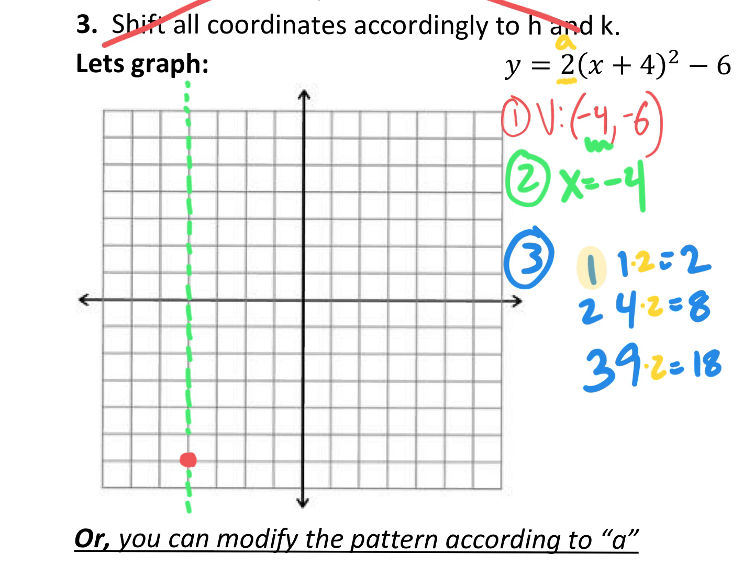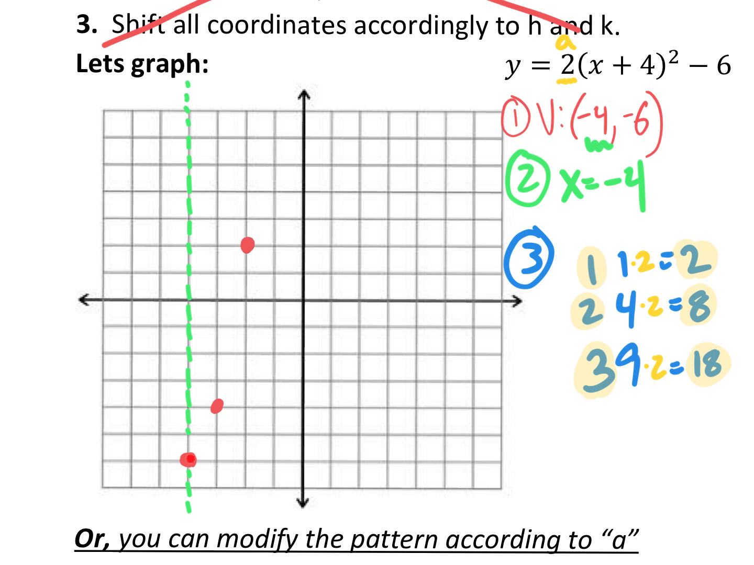We have 1 to the side, 2 up. 2 to the side from the vertex, 8 up. Go back to the vertex, 3 to the side, 18 up. This is now our new modified pattern with the a value of 2. So let's go back to the vertex and go 1 to the side, 2 up. Remember, it used to be 1, 1. Now it's 1, 2 because we modified it by 2. Then you go back to the vertex. Instead of 2, 4, it's going to be 2, 8. So 2 to the side, 1, 2, 3, 4, 5, 6, 7, 8.